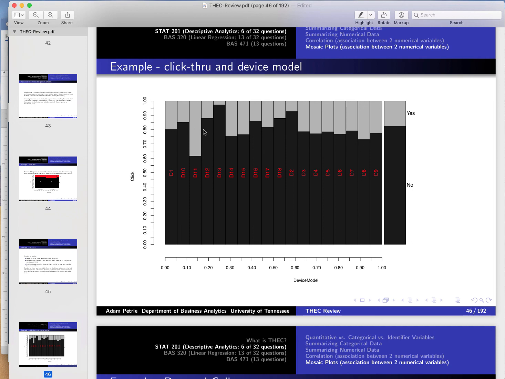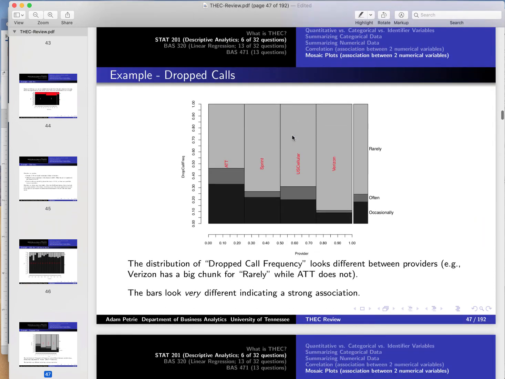So I see a pretty big difference as I compare the segmented bar charts from one category to another. I would say that this has a moderately strong association. Here's another example of a moderately strong association. Here we're comparing drop call frequencies in terms of rarely, often, and occasionally across different carriers: AT&T, Sprint, US Cellular, and Verizon. We see that these segmented bar charts look really quite a bit different.